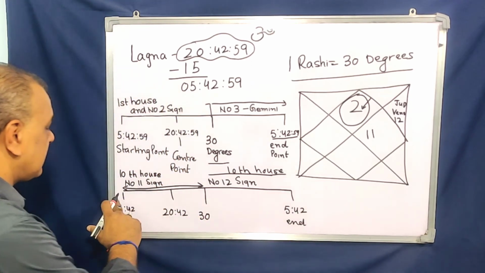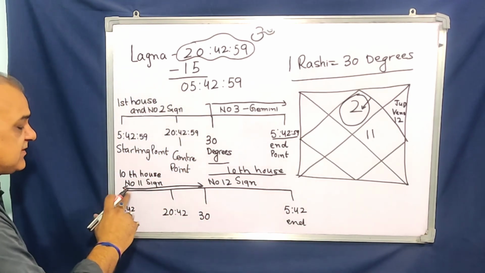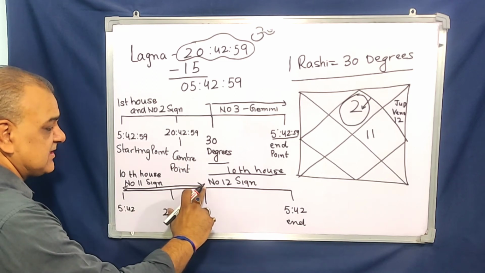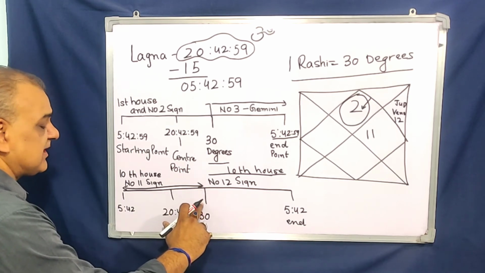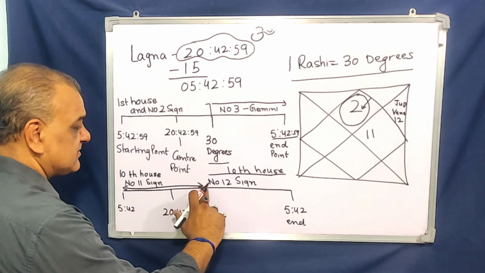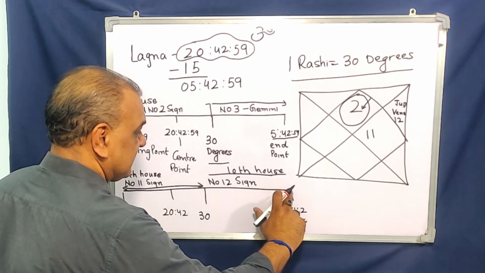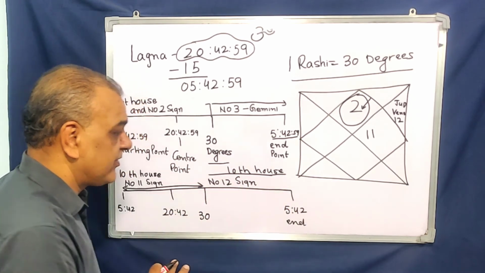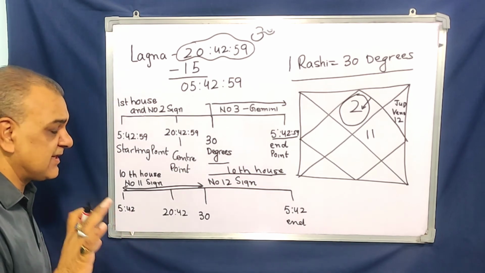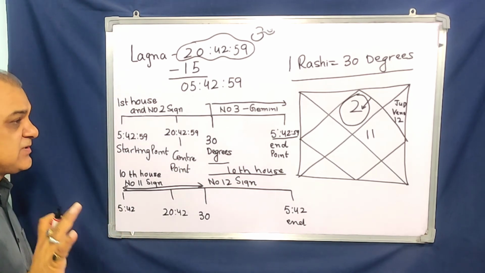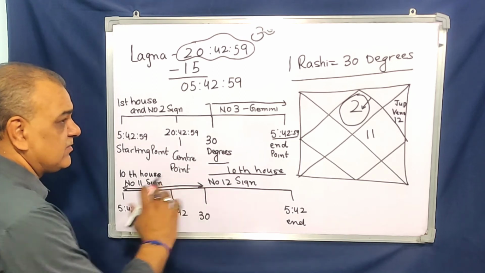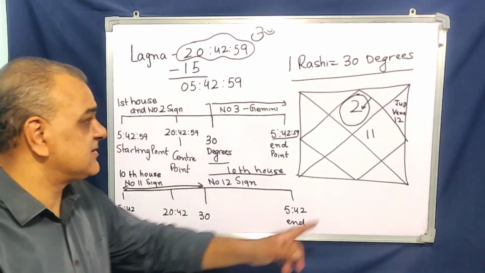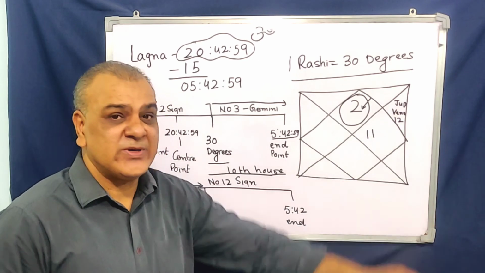So this 10th house starts from number 11 sign, it moves like this, and here number 11 sign ends and number 12 sign begins, and number 12 sign ends at 5 degrees 42 minutes in 10th house. So this you have to remember very carefully. So now what we will do, we will see the degrees of Jupiter and Venus.